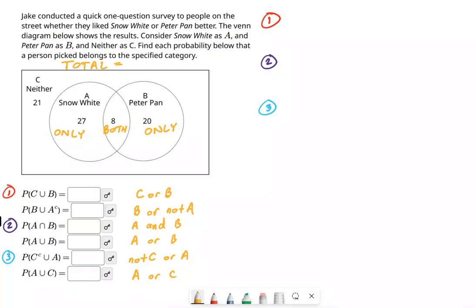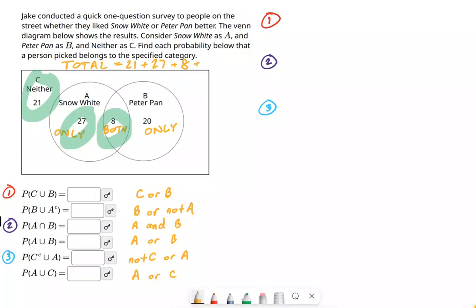Let's spend a few minutes talking about this Venn diagram, which shows the number of people who like Snow White, Peter Pan, and so on. The very first thing I need to address is the missing information, which is the total number of people. The total is the number of people who don't like either movie, plus the number of people who like Snow White only, 27 more, plus the number of people who like both. That's 8 people in the middle of this Venn diagram.